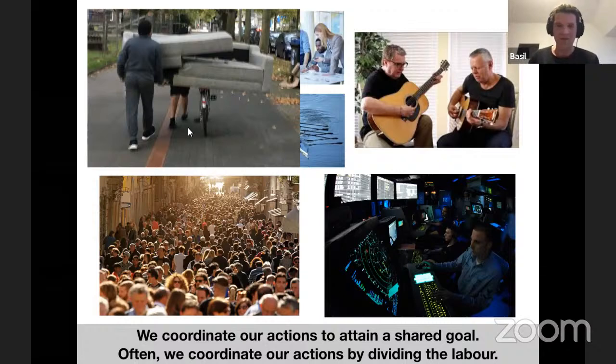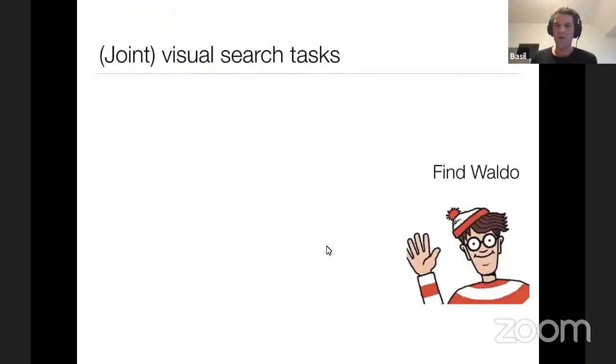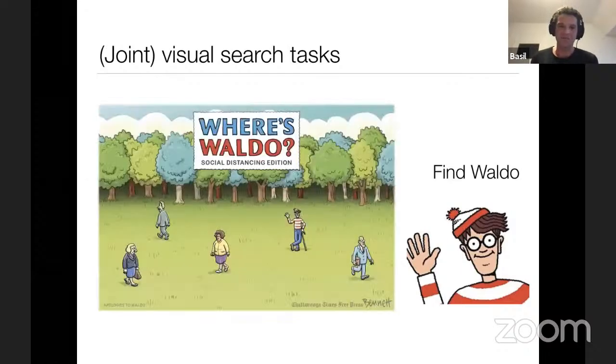In this talk, I want to focus on the task of a joint visual search task. So to make you familiar with that kind of task, I want you to all perform a joint visual search task. Your task will be to find your friend named Waldo. So once you see him, I will show here several people. You need to scream in your mic, Waldo. So please get ready, and here we go.